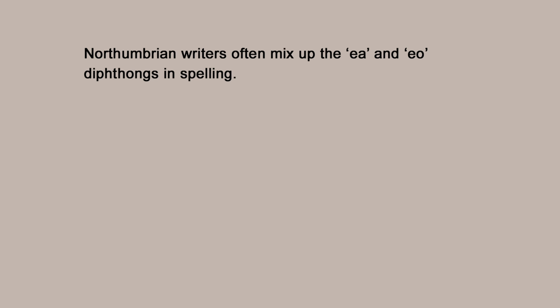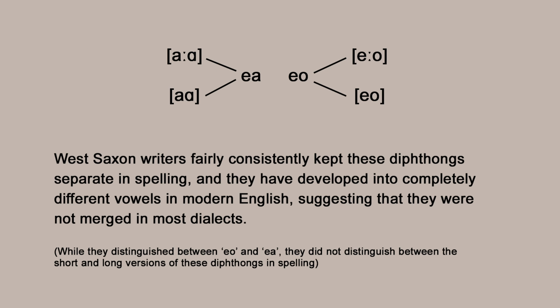An interesting thing, with an absolute minefield of possible interpretations, is that Northumbrian writers often mix up the EO and EA diphthongs that West Saxon writers do a pretty good job of keeping separate. There's good reason to think West Saxon and Mercian people were definitely pronouncing these two diphthongs, or four if you count the short versions, differently from each other. Mixing them up would be like a modern English speaker mixing up O and A. They're different phonemes, and a native speaker would know which words had which vowel.